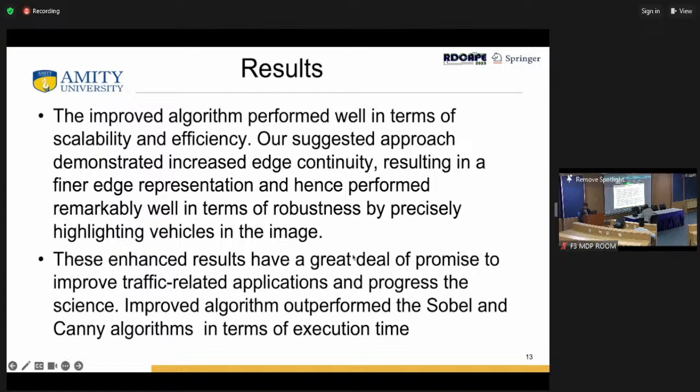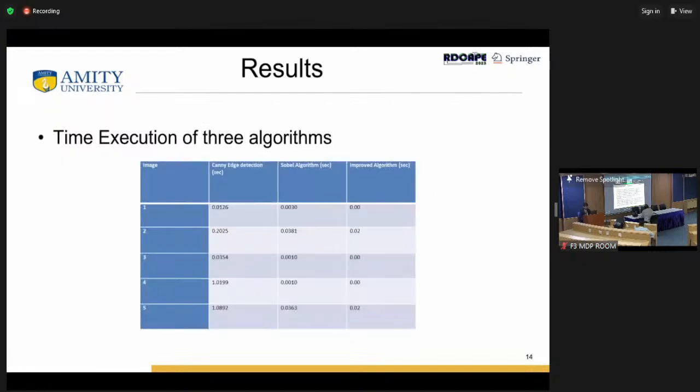These results have a great deal of promise to improve traffic related applications and progress the science. The improved algorithm outperformed Sobel and Canny in terms of execution time also. So these are the execution times. We can see Canny is taking more time than Sobel, and our algorithm is taking very little time.